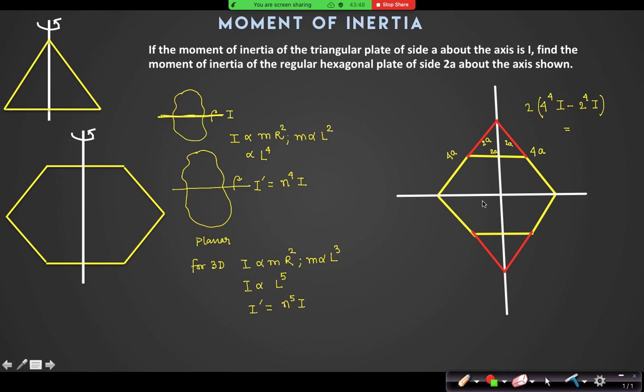So how much is it? 256 minus 16, that is 240, times 2, 480I. Yes, that is the answer to this question. The side length is 2a by symmetry, so we are drawing an equilateral triangle. If you extend it, it will be equilateral because all these angles are 60 degrees.